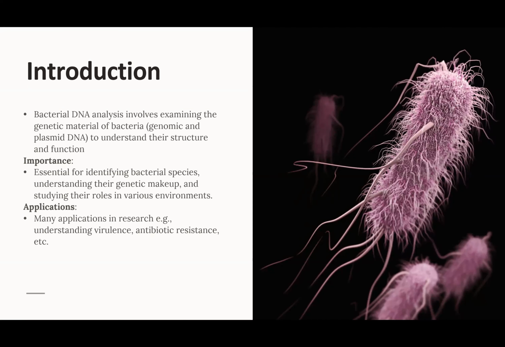So that's the importance. We can also use it to understand genetic makeup and understand the role of these genes in the environment. So this has many applications in research. For example, we can try to understand virulence, which is how a bacteria is able to make people sick. Antibiotic resistance, which is an important thing. We need to understand if these bacteria, for example, are resistant against certain antibiotics.